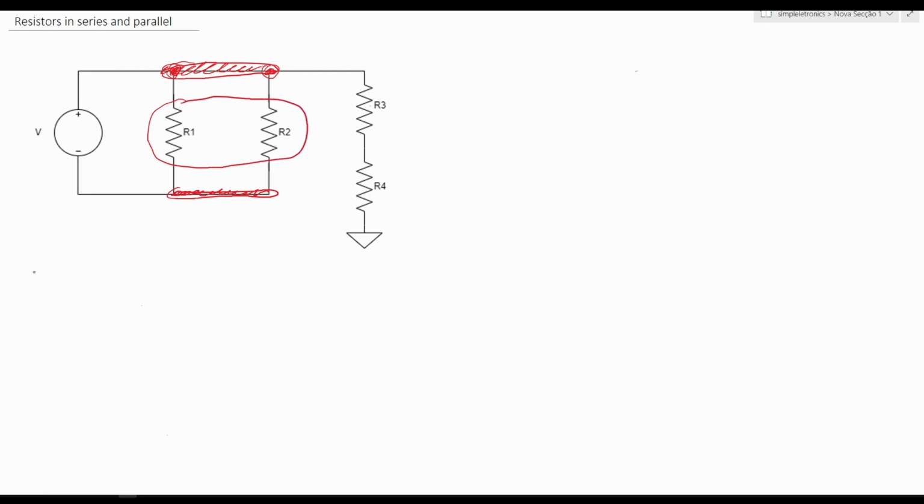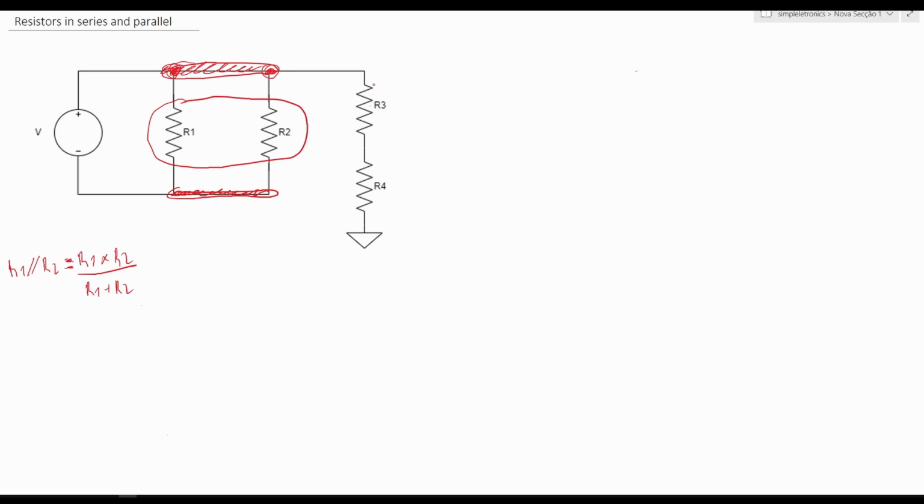When resistors are in parallel, we say that R1 is in parallel with R2, and this is equal to R1 multiplied by R2 divided by R1 plus R2. Okay? This is when two resistors are in parallel.